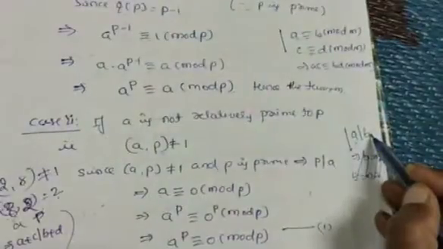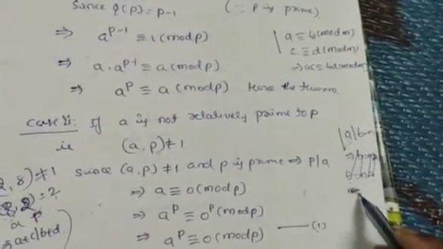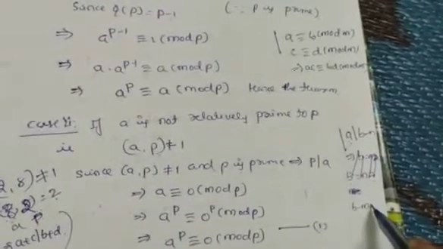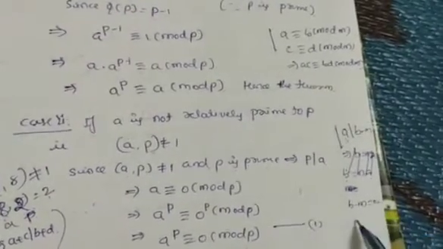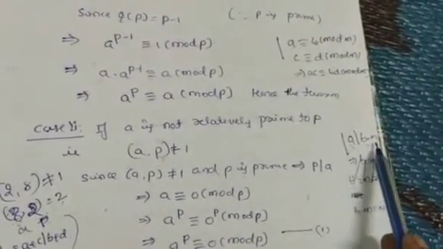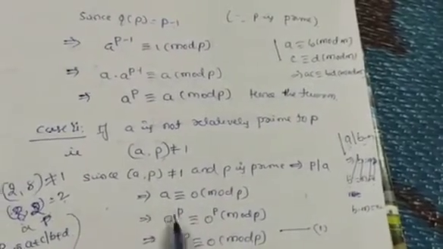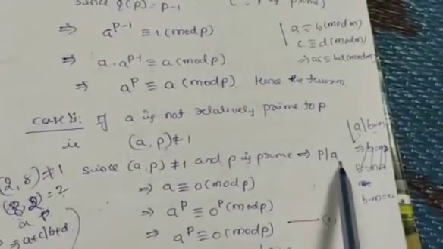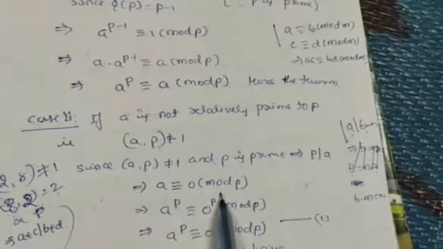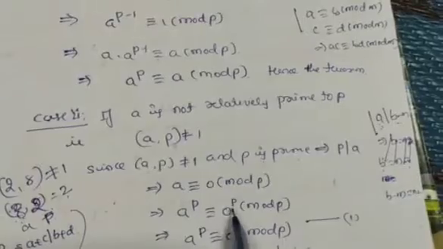If a divides b minus m, then b minus m is equal to n times q, so b is congruent to m mod m. So this implies if p divides a, then a is congruent to 0 mod p. Raising to the power p on both sides, a to the power of p is congruent to 0 to the power of p mod p. So 0 to the power of p means 0 only, mod p. Take this as equation number 1.